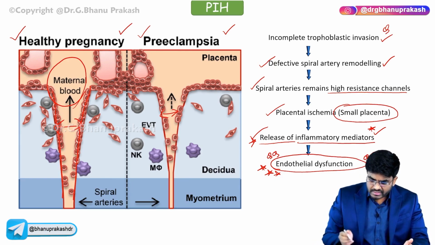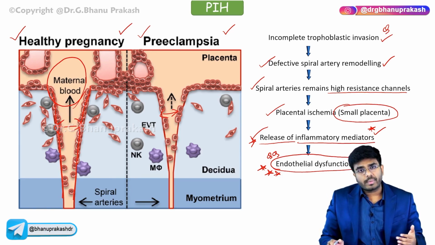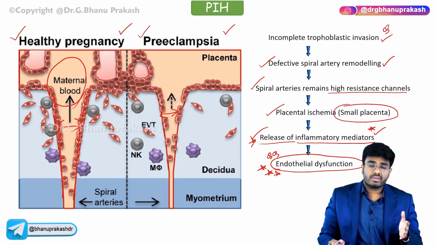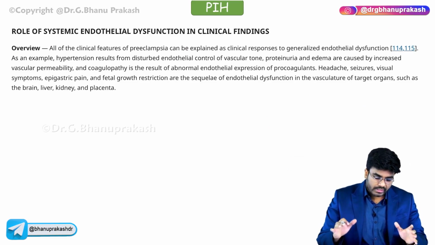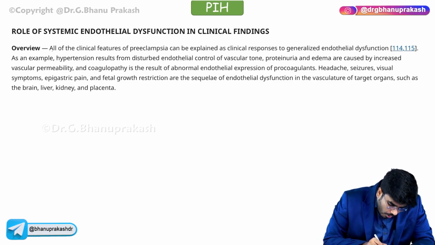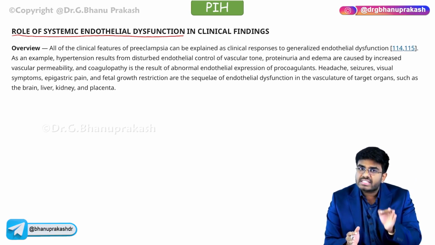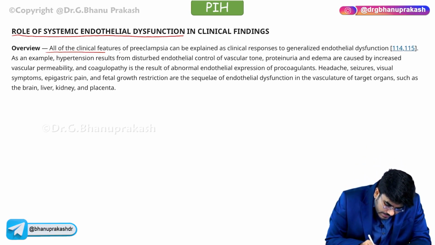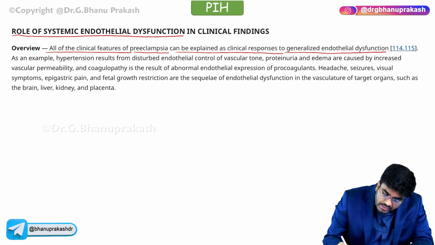Because of that, we have already seen there is placental ischemia, and that causes production of inflammatory mediators, and those inflammatory mediators are the ones which are going to cause the endothelial damage. Now, please see here, this is a very important slide which I am directly quoting from more authenticated sources. It's the role of systemic endothelial dysfunction. I have already said that endothelial dysfunction is the key. All clinical features of preeclampsia can be explained by clinical responses to generalized endothelial dysfunction.